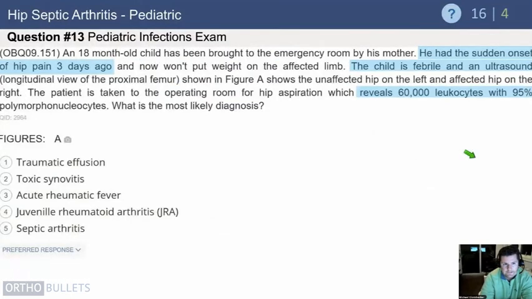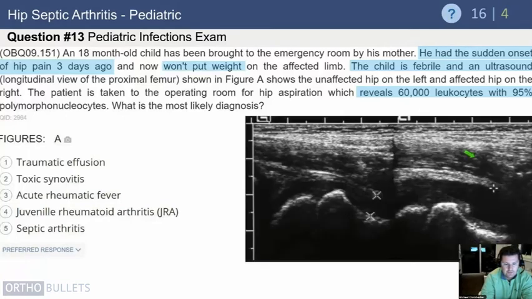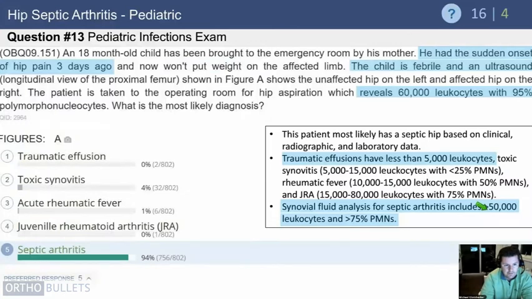This is an 18-month-old, sudden onset of hip pain 3 days ago, won't put weight, so not bearing weight, febrile, has an ultrasound that we can see here. It shows both the affected and the unaffected hip, and you can see the difference between the two because there's a lot of fluid on this side, which is the affected hip, and the aspiration showed 60,000 white blood cells. So the answer for this is it's septic arthritis.